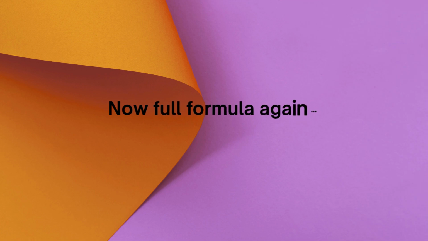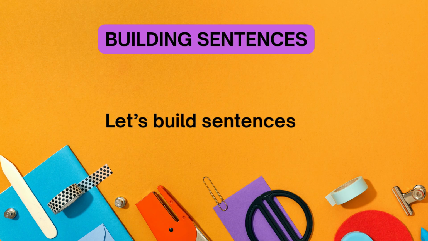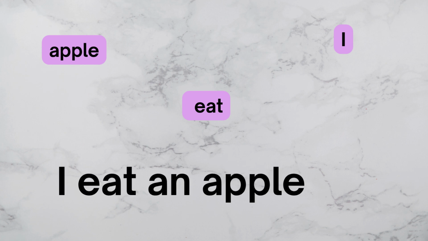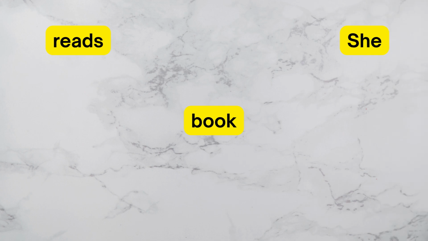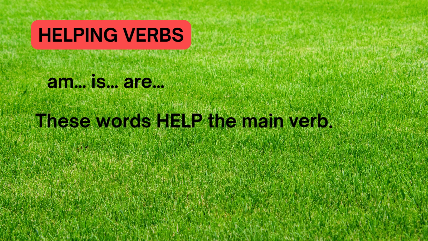Now the full formula again. Subject plus verb plus object. Let's build sentences. I eat an apple. She reads a book. They play cricket. Very easy.